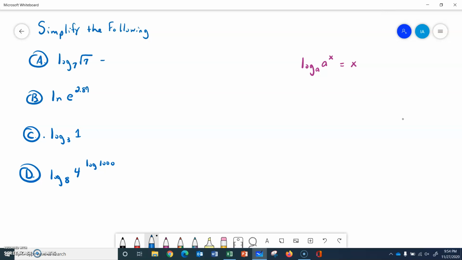So all we've got to do is rewrite this thing a little bit. And what we know from rational exponent lessons is we can rewrite the square root of 7 as 7 to the 1/2. And now it's log base 7 of 7 to the 1/2, which matches the log base a of a to the x. And since that simplifies down to just x, this thing simplifies down to just 1/2.